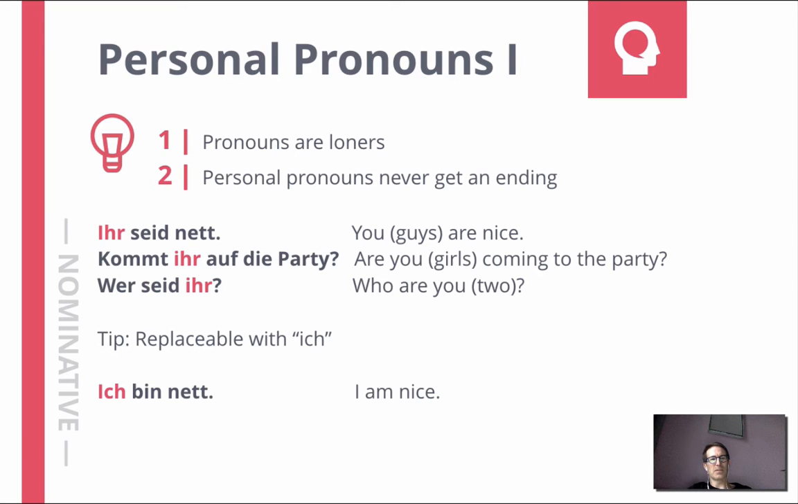Let's try this. Ich bin nett, I am nice. So, yeah, you can say that. That's a very proper German sentence. So if you can say ich bin nett and you want to say you guys are nice, all you have to do is to put the ihr there, no ending required.